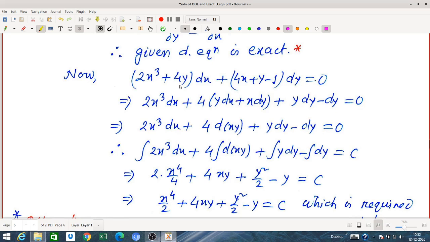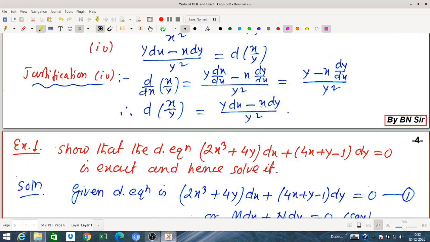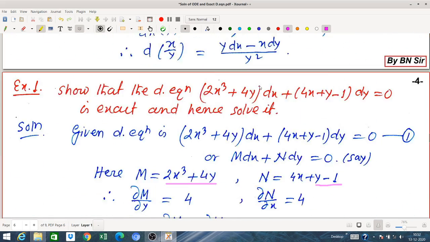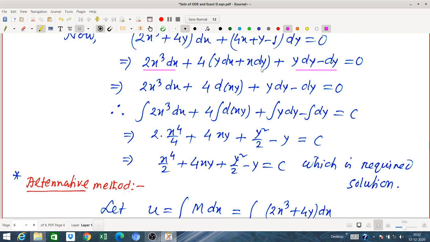Now 2x cube dx can be integrated, because this is a function of x, with respect to x. 4y dx, and here is 4x dy. We are grouping it, 4y dx and 4x dy. So 4 common, (y dx plus x dy), and then y dy minus dy can be integrated. Here y dx plus x dy, we know this is d of xy, the differential of a single function. So 4 d(xy). So you see, this is a perfect differential, this is a perfect differential, this is a perfect differential.